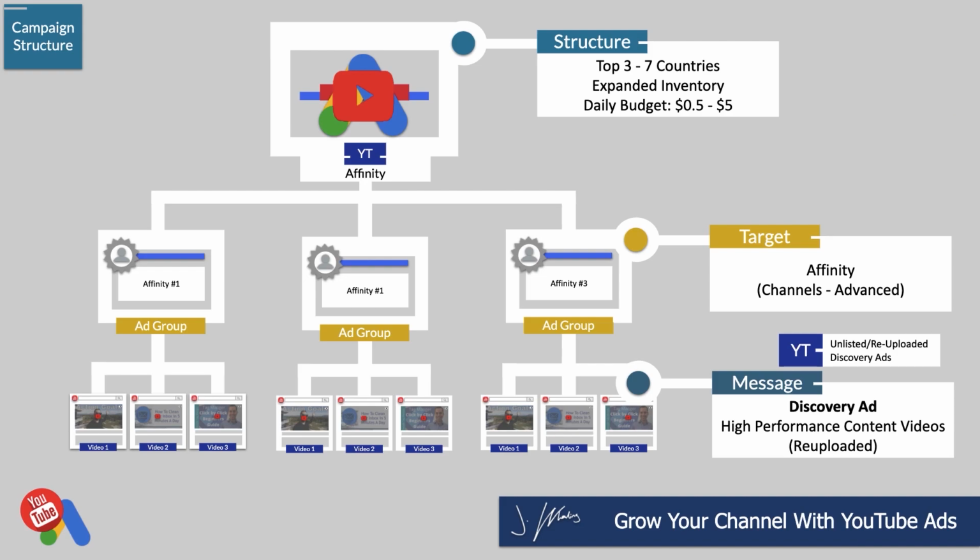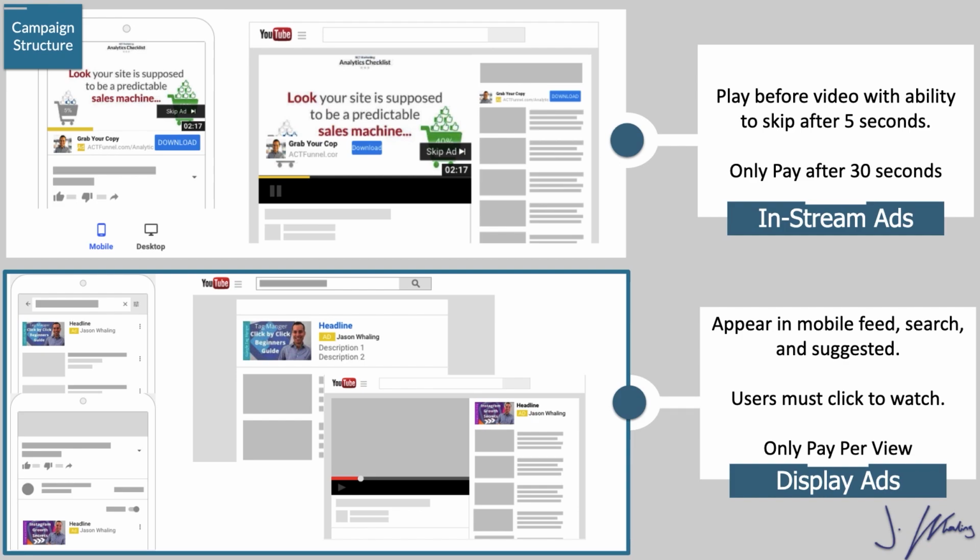And so that's it for the campaign structure. Now, with the type of ads we're going to be running, we're actually going to be running discovery ads. So these are ads that are going to show up in search results and suggested around YouTube. So someone has to physically click on it to see your video.